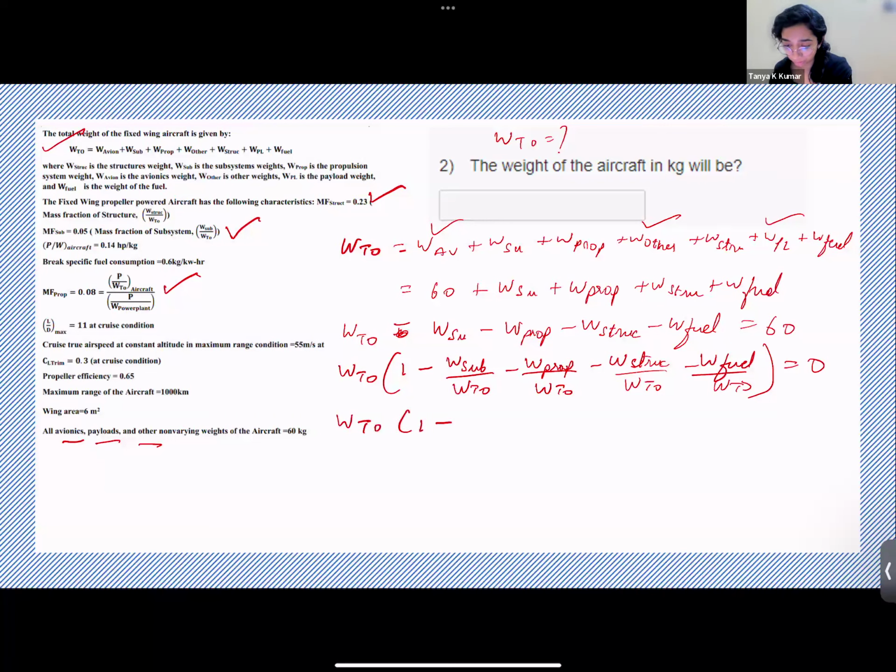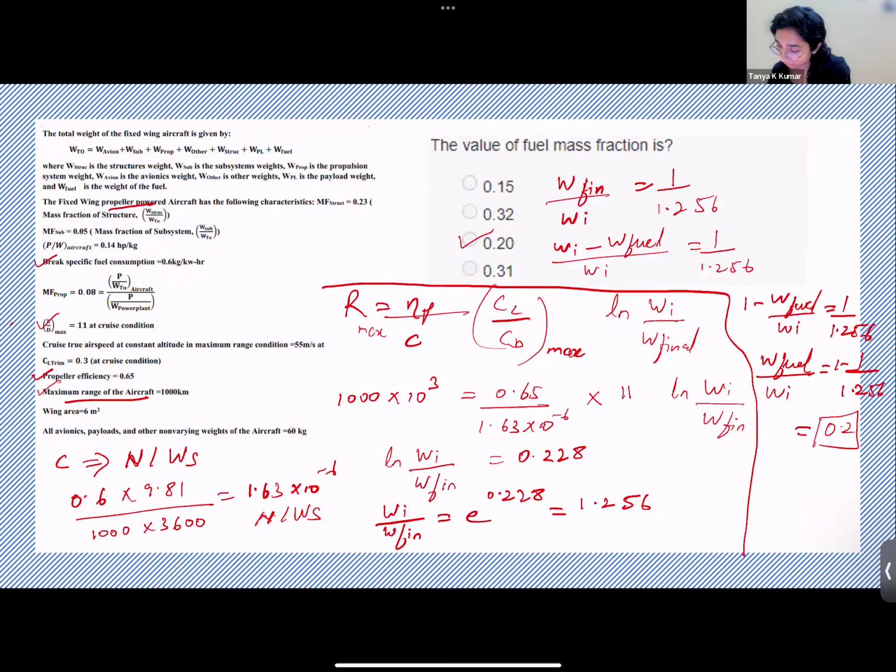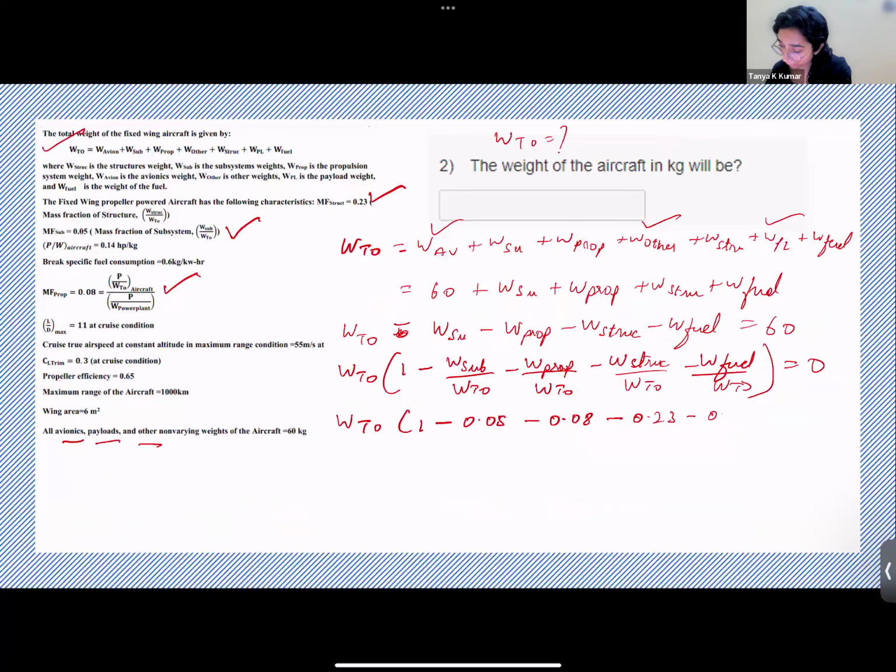1 minus subsystem 0.05, propeller 0.08, structure 0.23, fuel we just calculated 0.2, is equal to 60. Now the only unknown is takeoff weight. So it's 60 by this quantity. So what is the final answer?